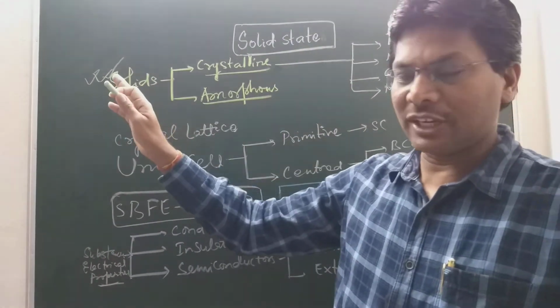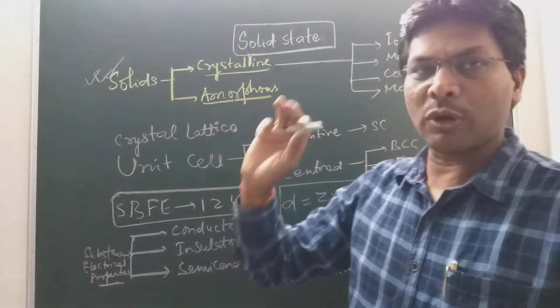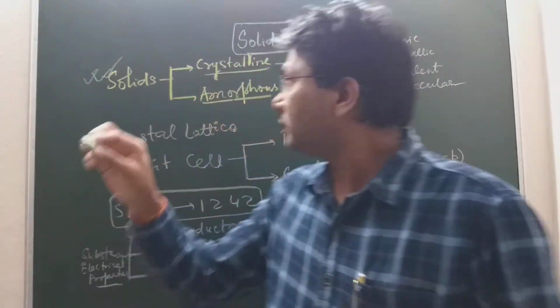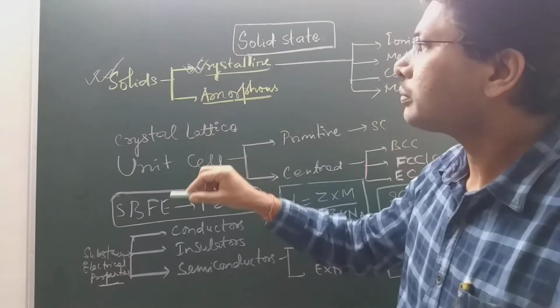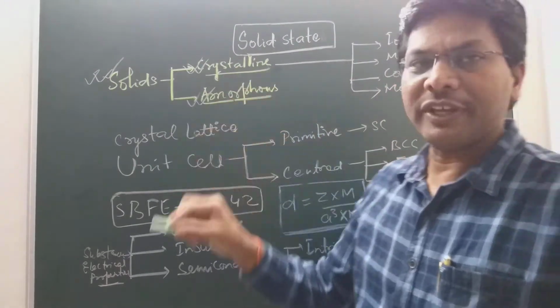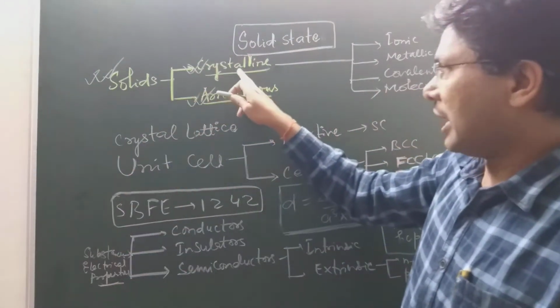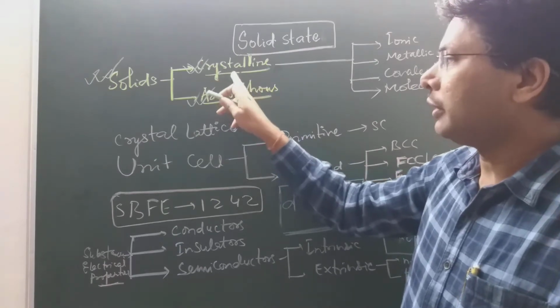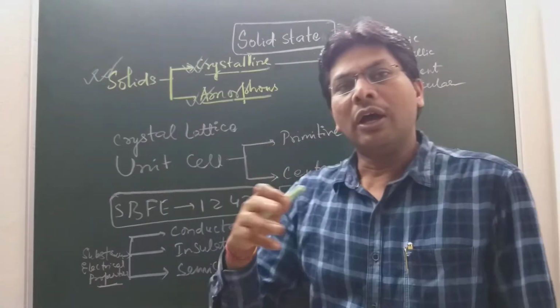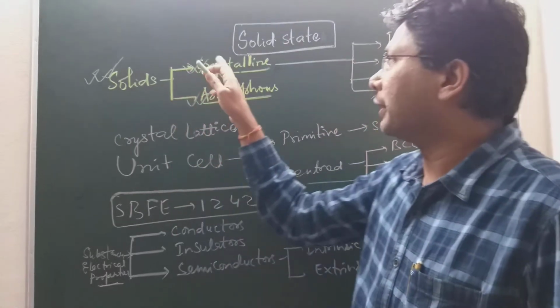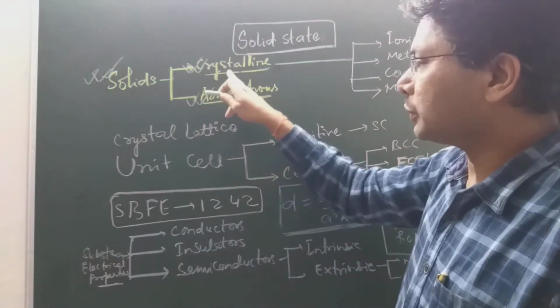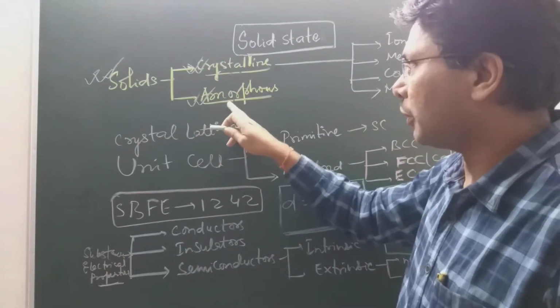Solids are basically of two types: crystalline solids and amorphous solids. Crystalline solids have regular geometrical arrangement, whereas amorphous solids have irregular geometrical arrangement. Crystalline solids have a fixed melting point, whereas amorphous solids have no fixed melting point. Crystalline solids have a definite enthalpy of fusion, but amorphous solids do not.